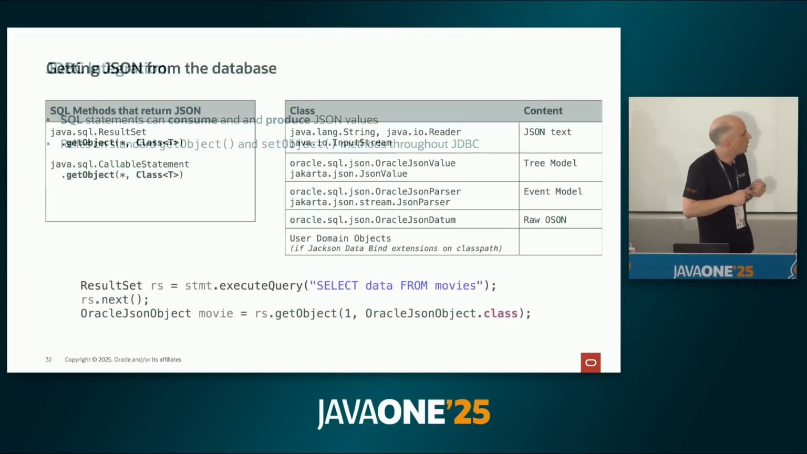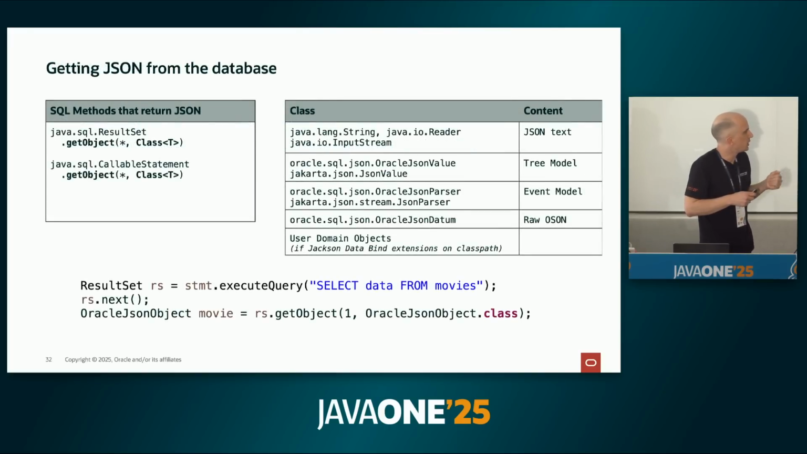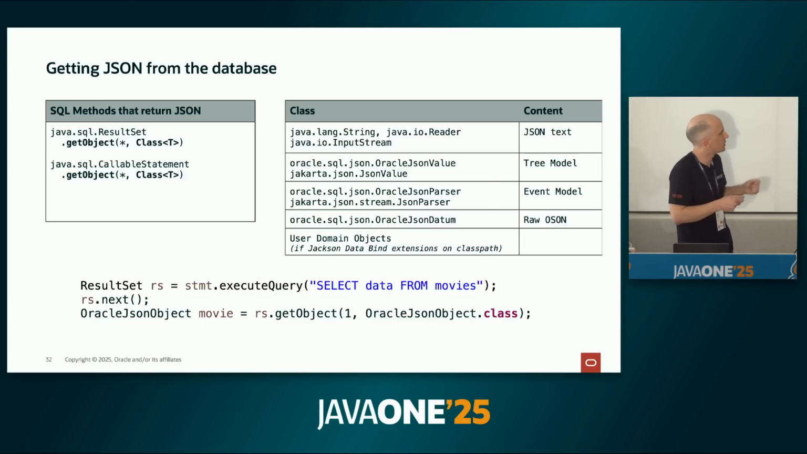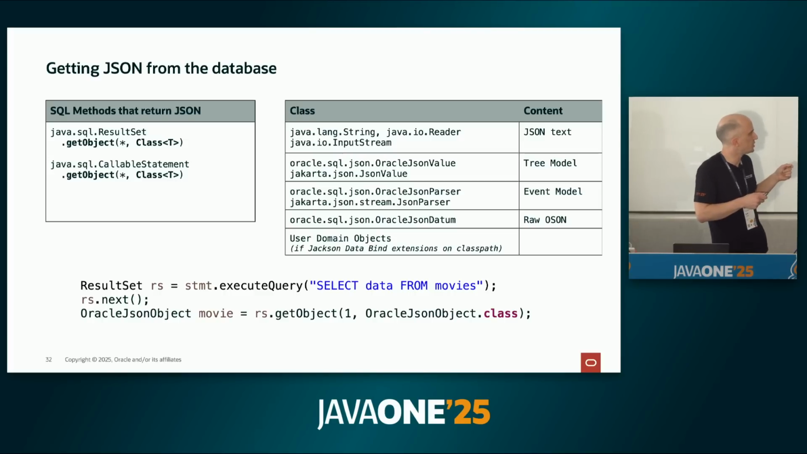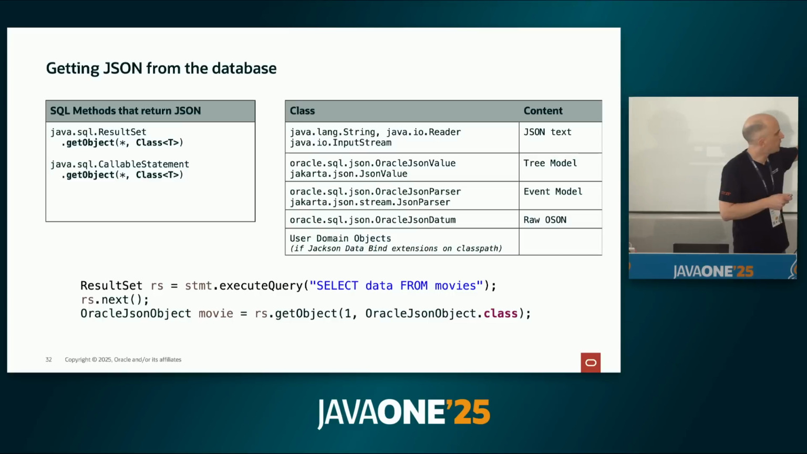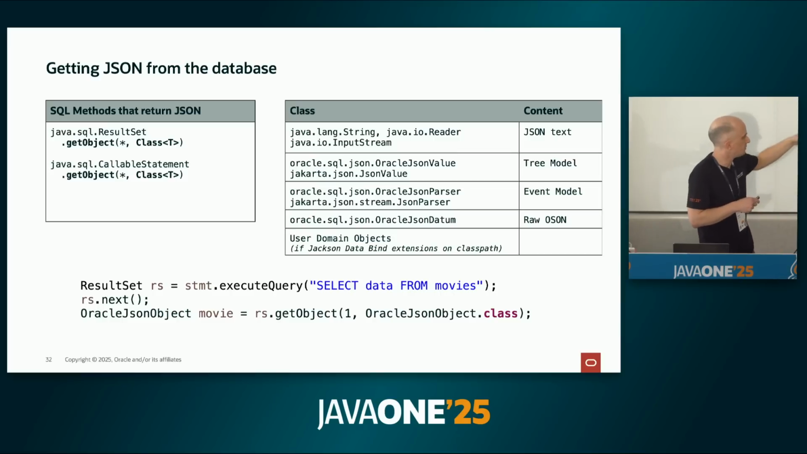JDBC is in the JDK, and for reading data out, it's already got these get object methods that are kind of generic. And so what we did for adding JSON support there is we just extended get object so that it can work with JSON. The example at the bottom of this slide is showing executing a query that selects a JSON column from some movies table. This is kind of normal looking JDBC code at this point.